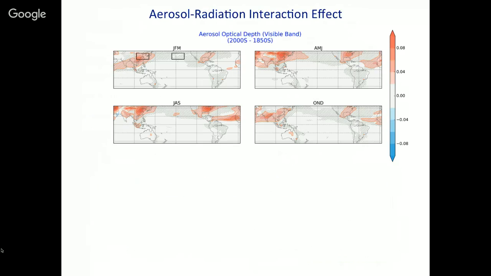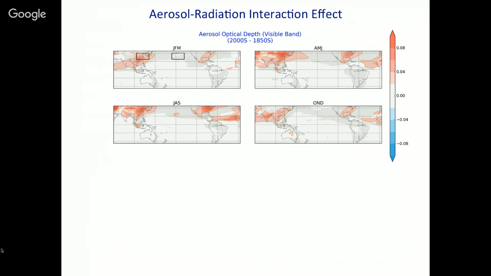So let's look at some results. Let me start with showing you the response in the aerosol optical depth in a visible band. What you see here is JFM, AMJ, JAS, and OND. These are the successive 3-month averages starting from January.